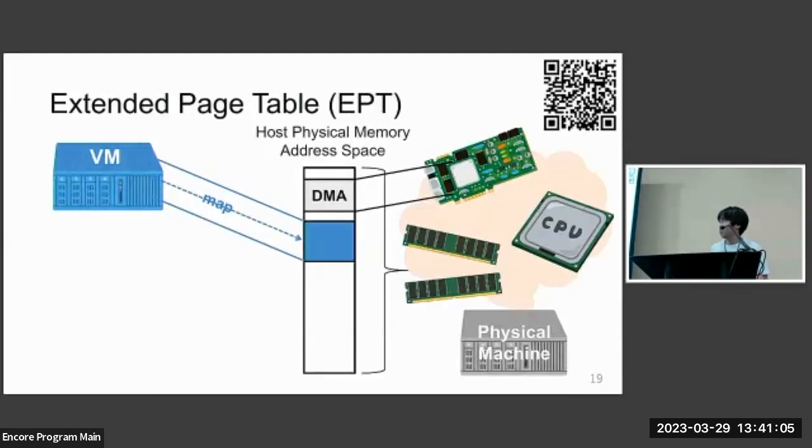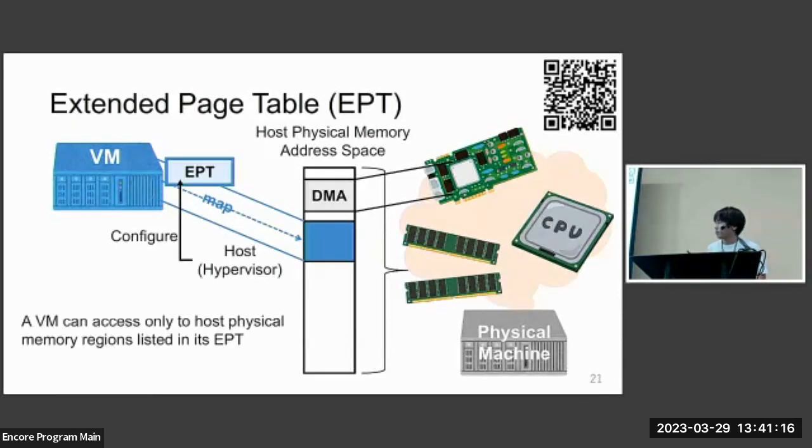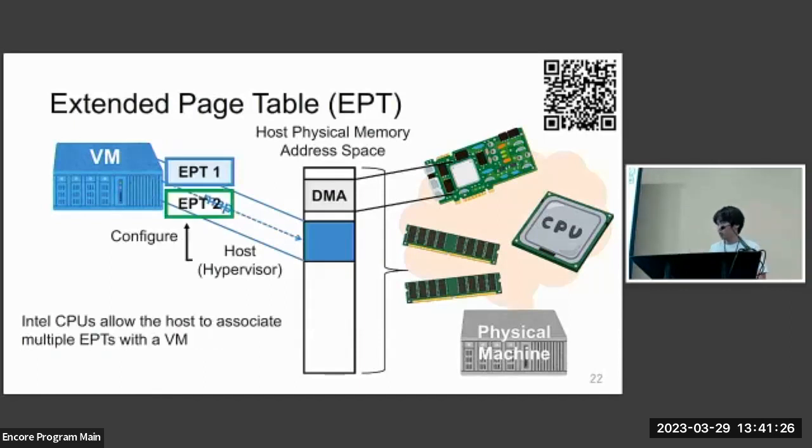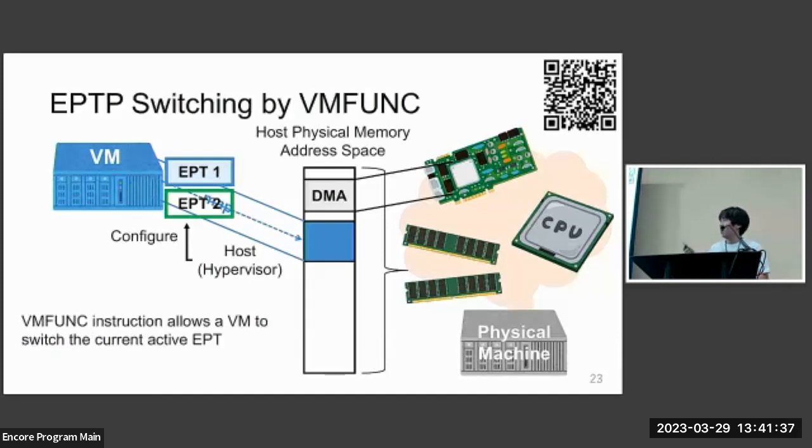Okay, so EPT is the extended page table, as I said. An EPT is configured by the host and associated with each VM. The point is that a VM can only access the memory listed in its EPT. And this is specific to Intel CPUs: they allow the host to associate multiple EPTs, and the VMFUNC CPU instruction allows the guest VM to switch the current active EPT from one to another. So the VM triggers VMFUNC, and now the context is switched from EPT1 to EPT2. Now the VM sees a totally different memory view for its guest physical memory.